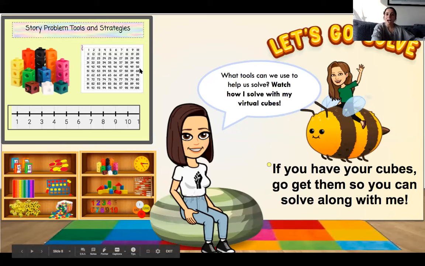So I'm going to stop sharing my screen so you can see me really clearly. All right, so I know that in my story problem, Jeffrey has 9 Cheerios and Chance has 14. So the first thing I need to realize is, who has more Cheerios? Which is the bigger number? 9 with Jeffrey or 14 with Chance? Who has the more? Right, Chance has more because 14 is a bigger number than 9.